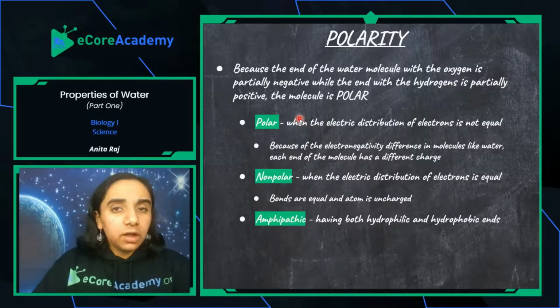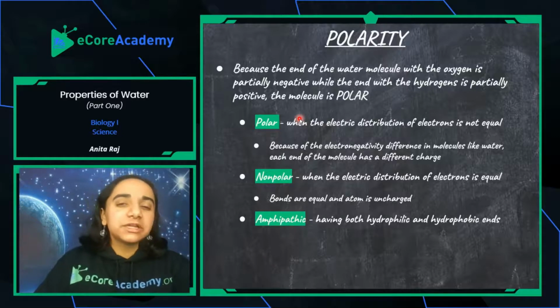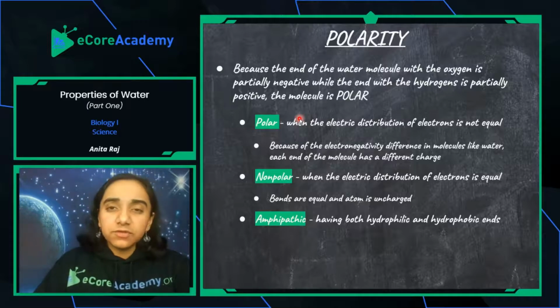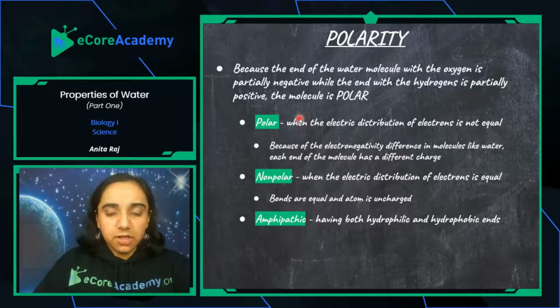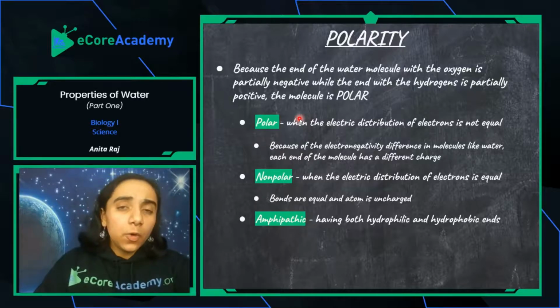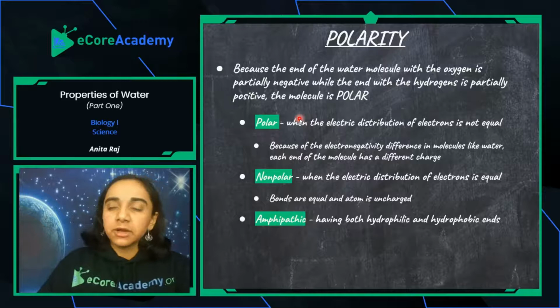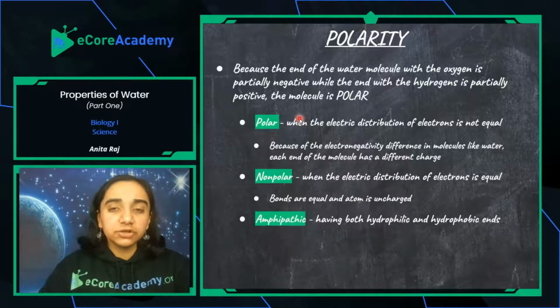So a polar molecule can dissolve a polar molecule. Like water can dissolve something like salt. Water can dissolve other polar molecules. However, it can't dissolve nonpolar molecules like oil. Oil is a very, very common nonpolar molecule. At the same time, oil can dissolve other nonpolar molecules, but oil can't dissolve water. That's why when you pour water and oil in a glass, they don't mix together, because they cannot dissolve in each other. Water is polar, oil is nonpolar.